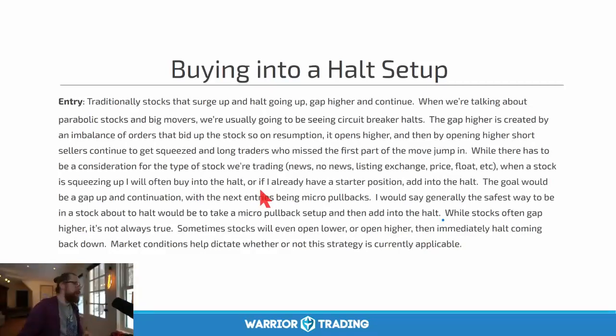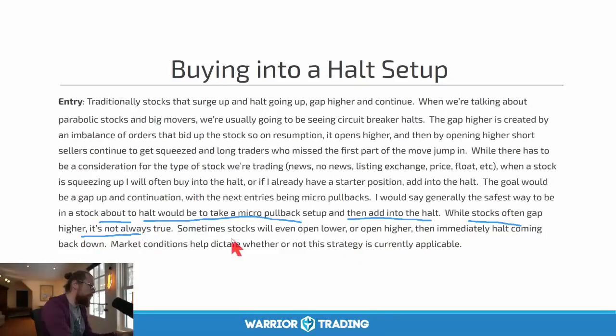Now, there are some scenarios where I would not do that. In the instance of a stock that's sort of chasing the halt level, it just hits its head and pulls back, hits its head and pulls back, because it's not halting. And then when it finally does halt, because it was this kind of slow squeeze into the halt, and now with so many new traders, I don't really want to be in that high. In the case of something that does a rapid and aggressive rip through the VWAP into a halt, I'm usually going to be more interested in buying and holding into the halt for the gap higher. So I would generally say the safest way to be in a stock that is about to halt would be to take a micro pullback setup and then add into the halt, and that's for me.